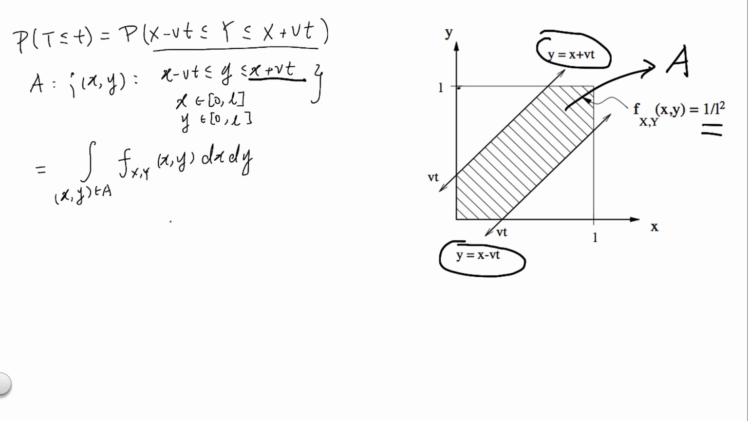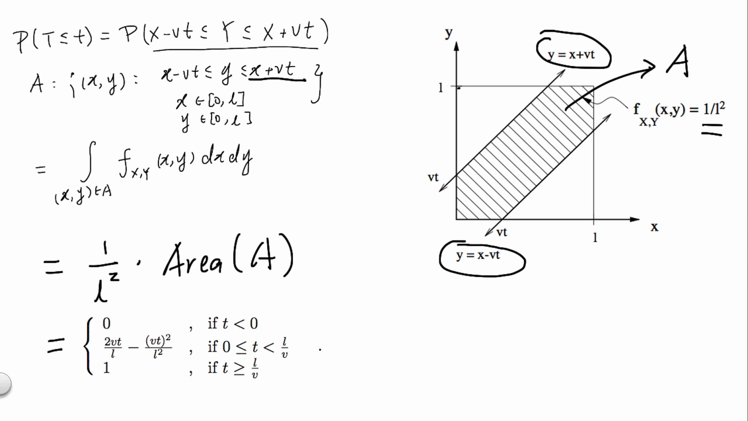So given this picture, all we need to do is to multiply 1 over L squared by the area of the region A. And depending on the value of t, we'll get different answers. If t is less than 0, obviously the area of A diminishes to nothing, so we get 0. If t is greater than L over V, the area of A fills up the entire square and we get 1. Now if t is somewhere in between 0 and L over V, we will have 1 over L squared multiplied by the area of the shaded region.